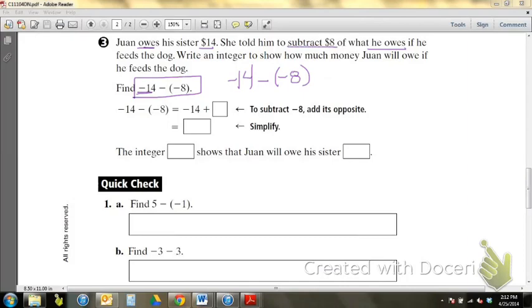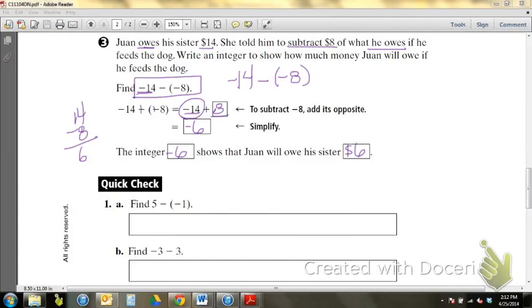And we put the parentheses so that we can see that those are two separate negative signs, one subtraction, one negative. And again, with subtracting, you add the opposite, so it becomes negative 14 plus positive 8. And then when the signs are opposite, I have a negative number and a positive number. I subtract. 14 minus 8 is 6. And you keep the sign of the bigger number, which was negative. So the integer negative 6 shows that Juan will owe his sister $6.